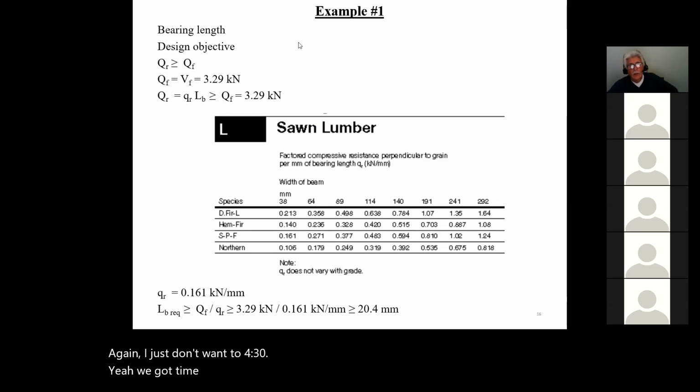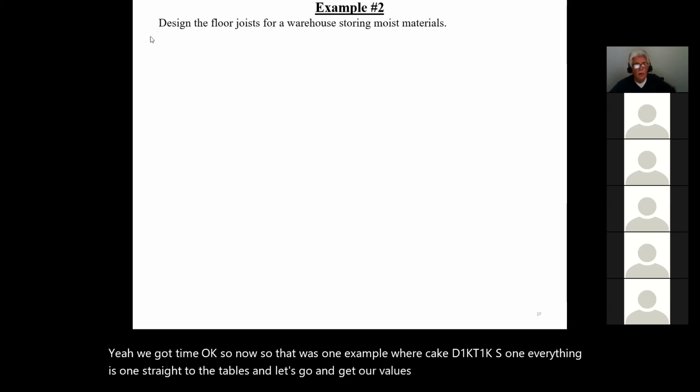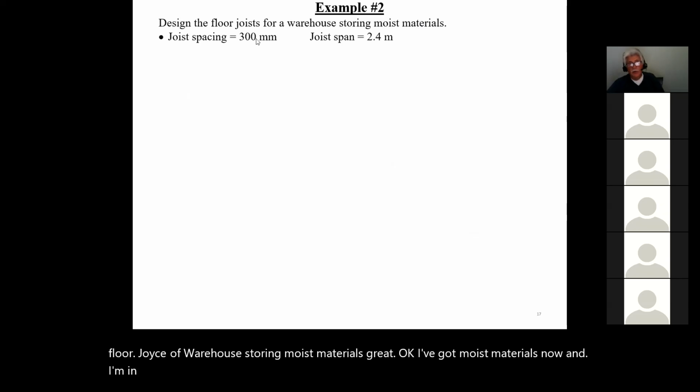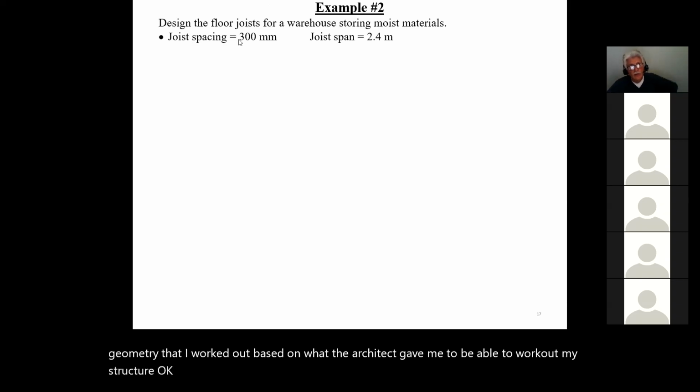Okay, so now, that was one example where KD1, KT1, KS1, everything is one, straight to the tables, and let's go and get our values. Now, let's do one where we design the floor joist of a warehouse storing moist materials. Great, okay, I've got moist materials now. And I'm in a warehouse. Now the joist spacing is 300 in this case, and the span is 2.4 meters. This is the geometry that I worked out based on what the architect gave me to be able to work out my structure, okay? So I've decided to put my joist spacing at 300, and I've decided to create spans that are 2.4 meters long.